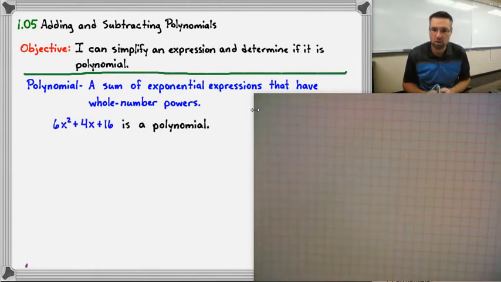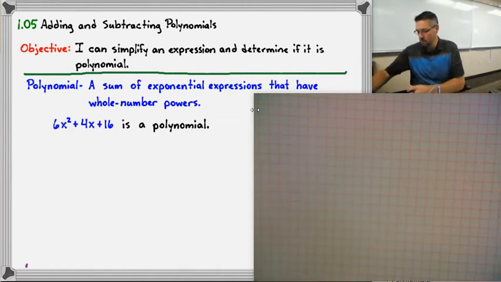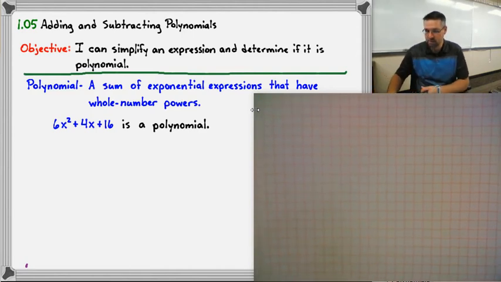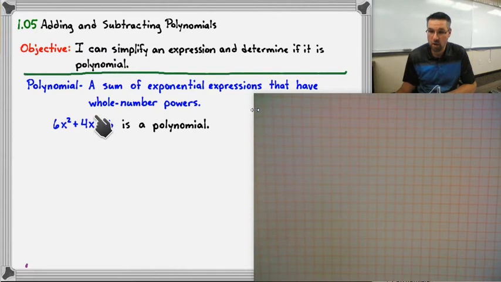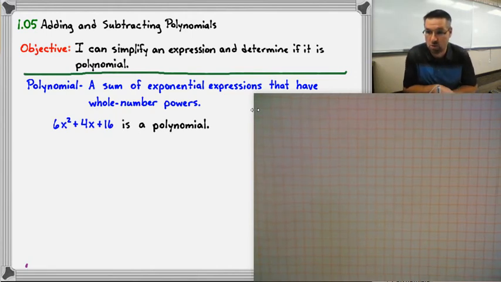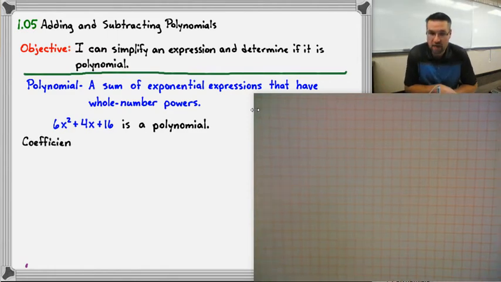So here's an example of a polynomial. 6x squared plus 4x plus 16 is a polynomial because we have whole number exponents. What's the exponent on this x? The exponent is a 1. Just because there's a 1 there, we don't have to write it down. In this last term, we could also say this is x to the 0 power, because anything to the 0 power is 1. So 16 times 1 is 16, so we don't have to write x to the 0 power. But you can see that all three of these terms have whole number exponents, okay? So that is an example of a polynomial.